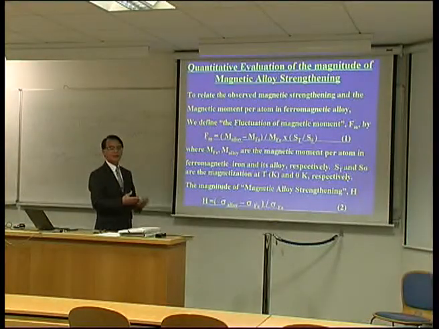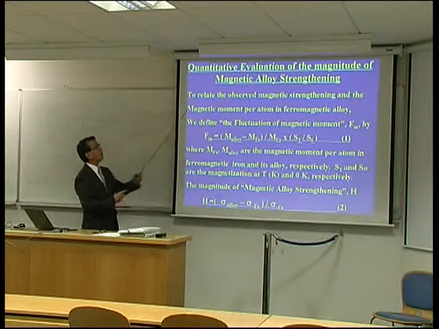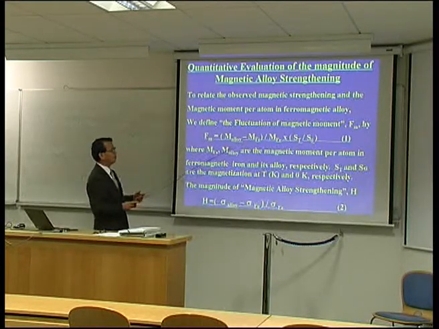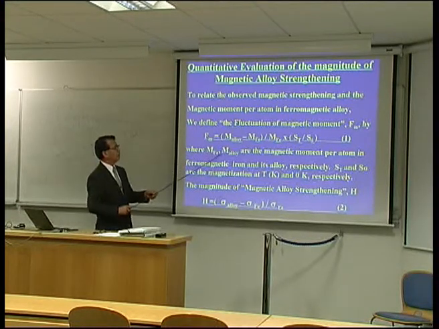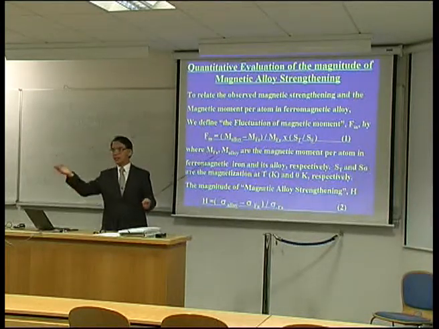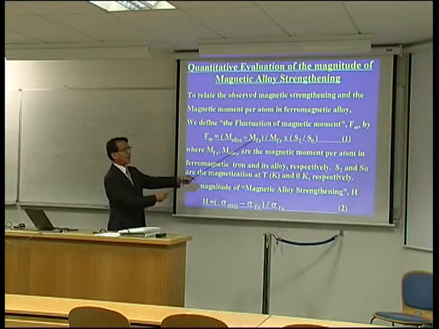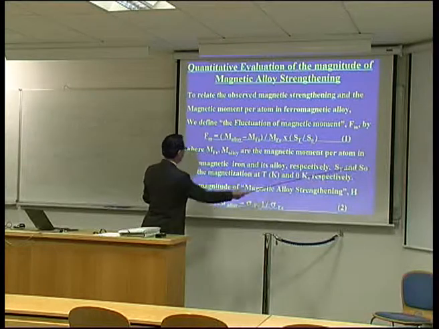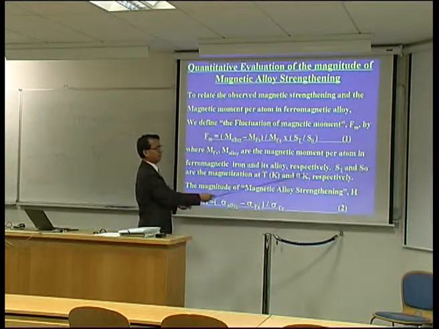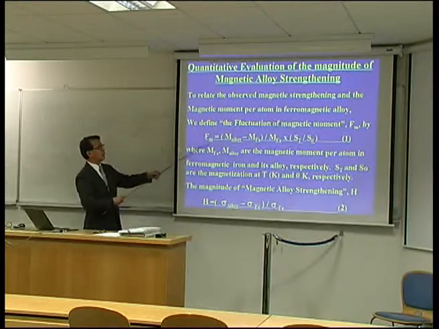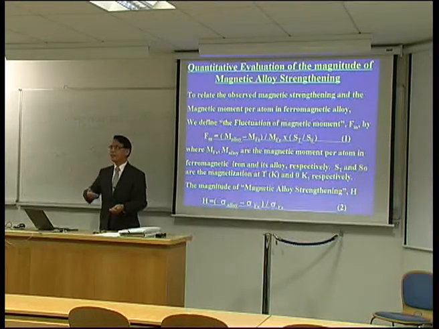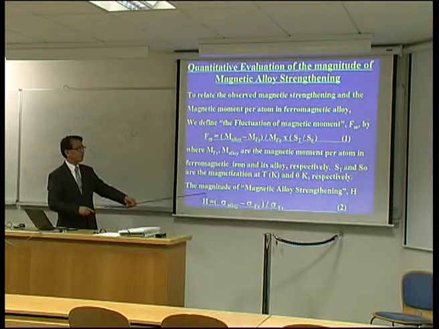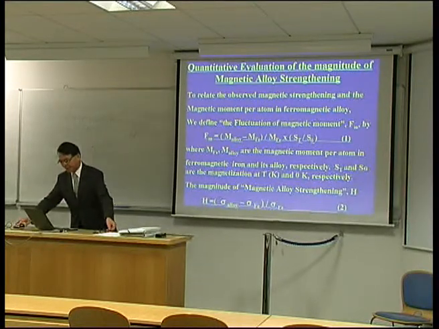Again, this is due to the ferromagnetism. So how can we try to quantitatively evaluate the magnetic strengthening of the alloys? We plot the magnetic moment per atom in Bohr magnetons, as I already mentioned, of the alloy minus pure iron, divided by pure iron, and also normalized by the saturation magnetization at the specific testing temperature and zero Kelvin, like this. So maybe by using this parameter, we can evaluate the magnitude of magnetic strengthening. And then we can compare it with the actually observed increase of the strength.